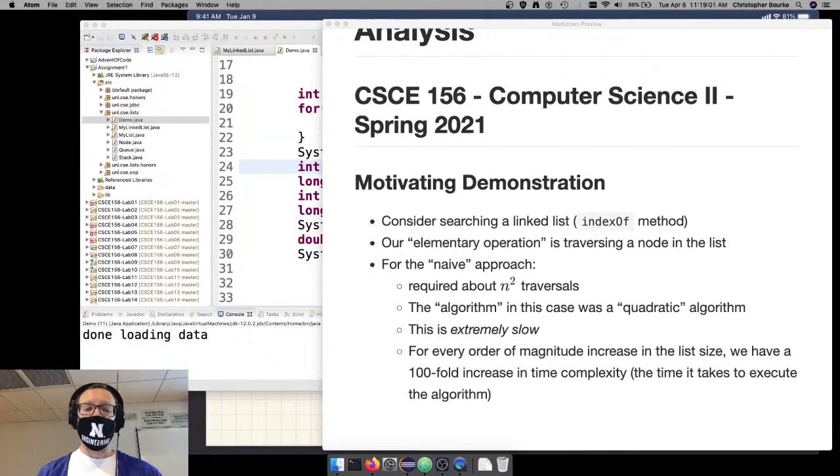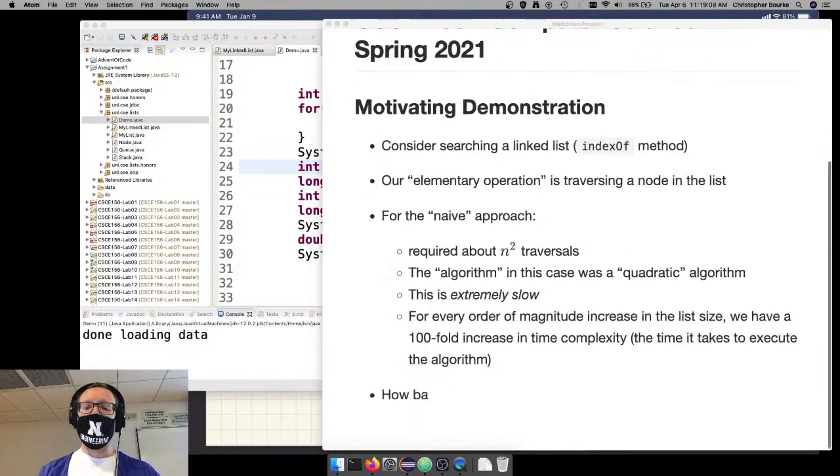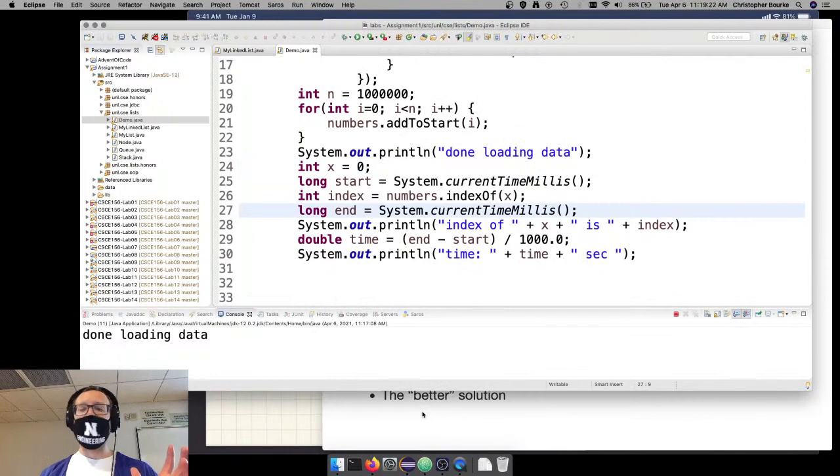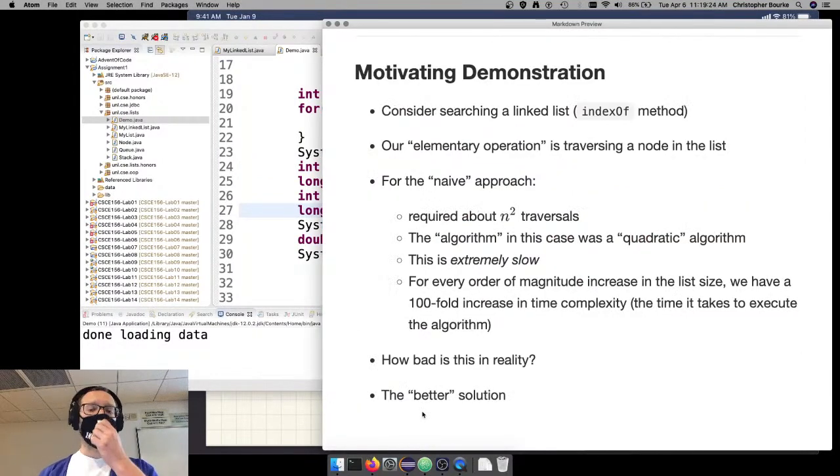Yeah, I'll save the rest of that. All right. So, what's the solution here? Right. I guess I should ask, how bad is this in reality? Right. So the better solution, just to contrast these two things, we're going to let this run here and see how long it actually takes. But the better solution was what?